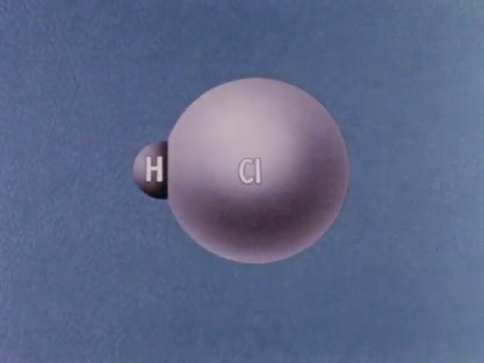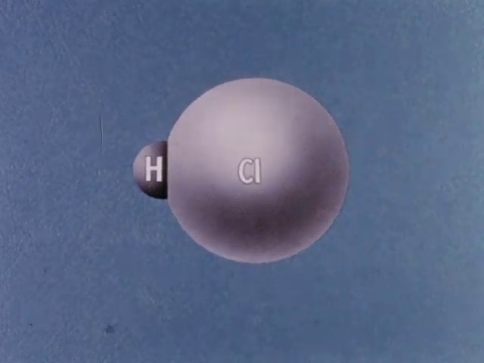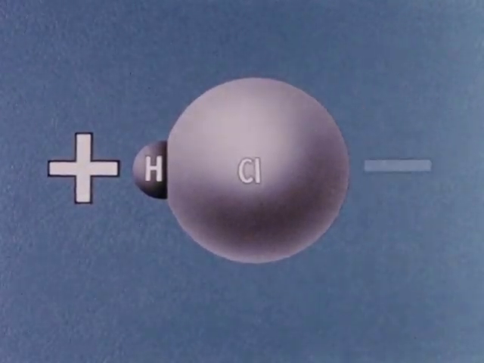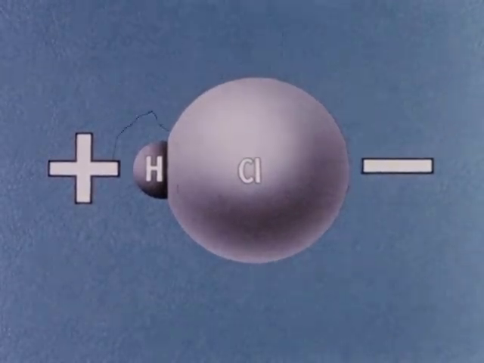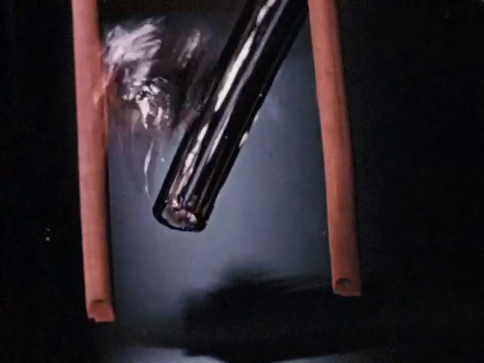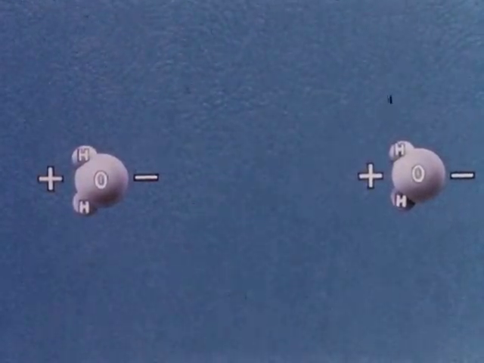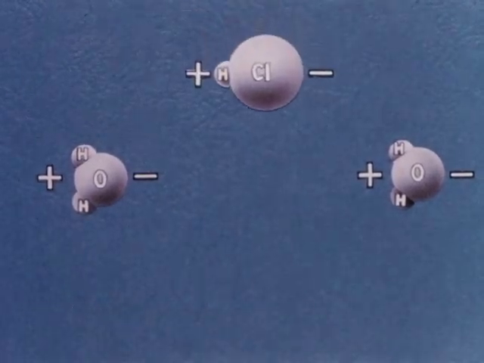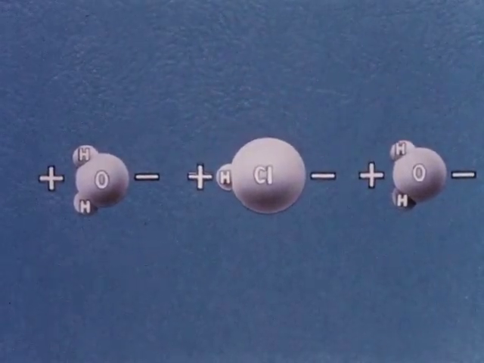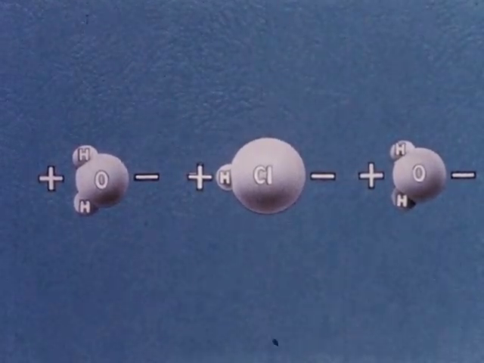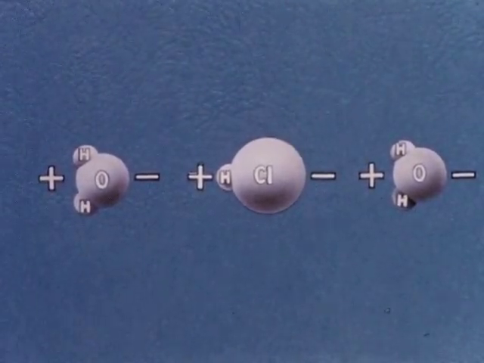The hydrogen chloride molecule is polar too. The hydrogen end is positive, and the chlorine end negative. When hydrogen chloride is dissolved in water, the attraction of the polar water molecules is strong enough to break the covalent bonds of the polar hydrogen chloride molecules. In a dilute solution, about 95% of the hydrogen chloride molecules are broken up in this way.